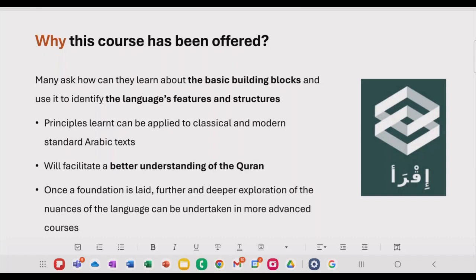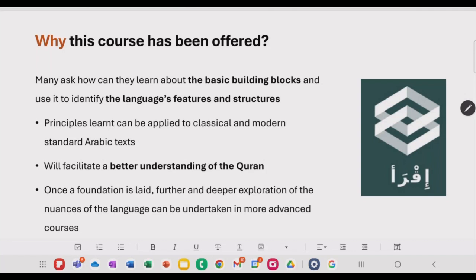We're hoping to apply these lessons to both classical texts as well as modern standard Arabic texts, because this grammar applies to both forms of the language. We're hoping that the end result will be a better understanding of the Quran. And once this foundation is laid, further and deeper exploration of the nuances of the language can be done at your own pace, obviously registering for or studying in more advanced courses.